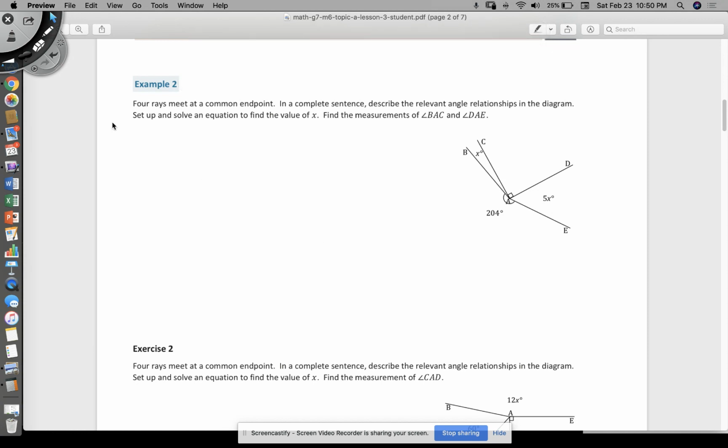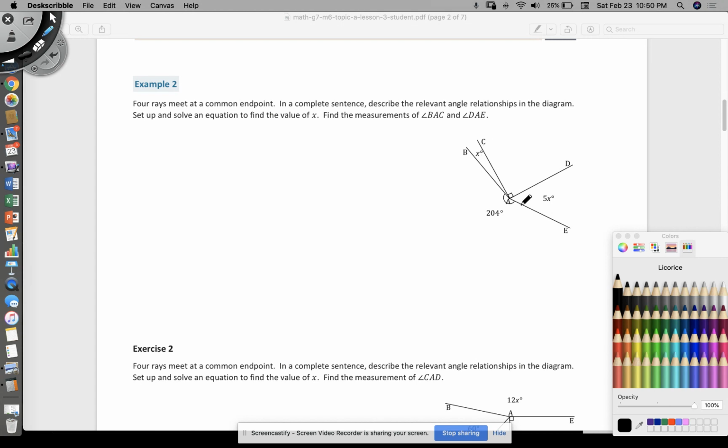All right, example 2 says to solve for x here. So we're solving for this measure way over here. This little angle right here is what I'm solving for. I can see right here that I have a 90 degree.